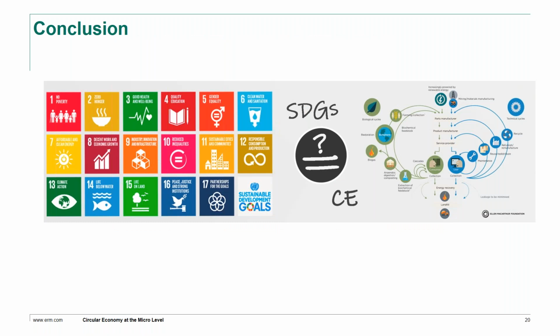So in conclusion, the circular economy holds particular promise for achieving multiple sustainable development goals, including number 6 on energy, number 8 on economic growth, 11 on sustainable cities, 12 on sustainable consumption and production, 13 on climate change, 14 on oceans, and 15 on life on land.